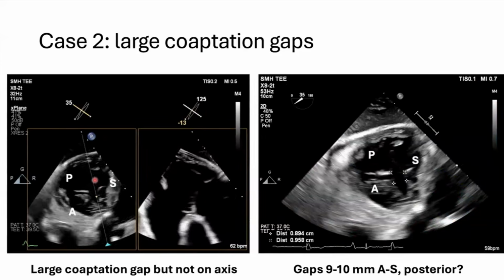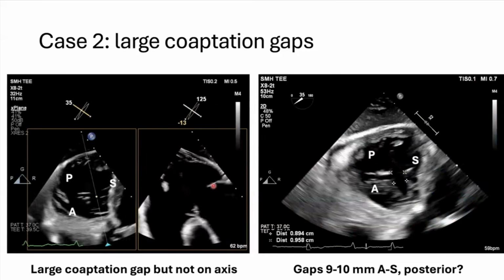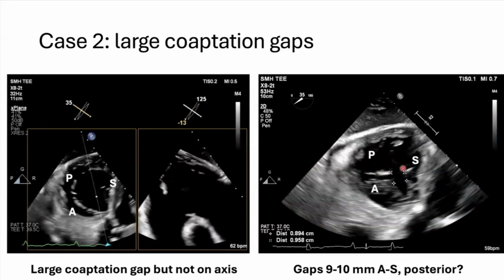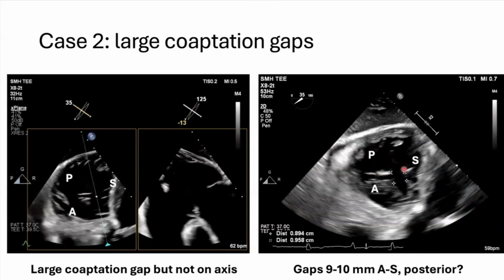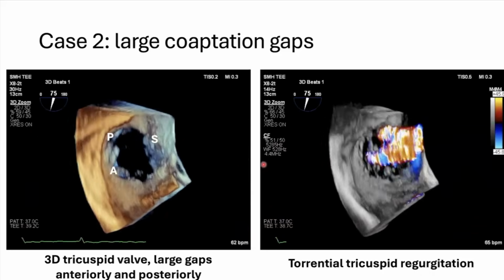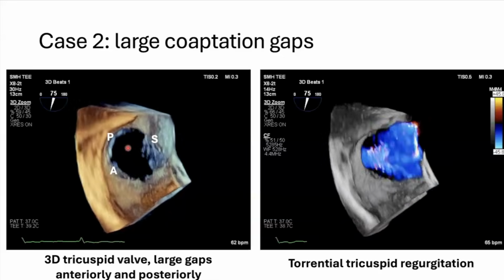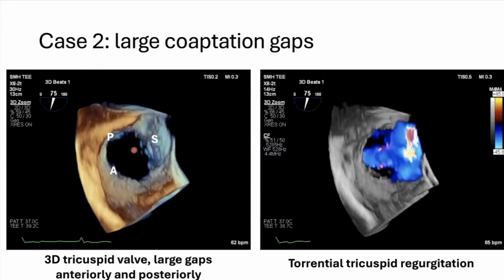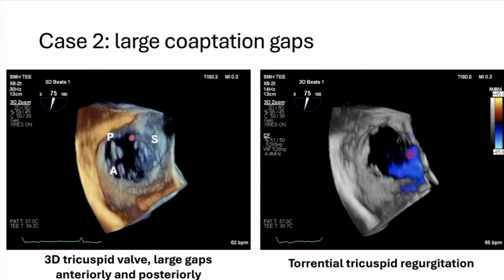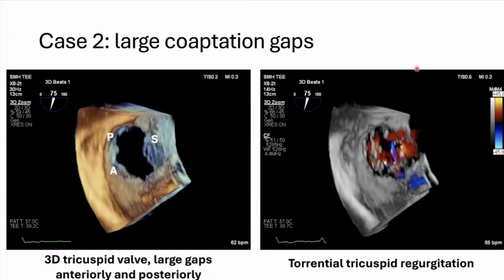They kind of just fade out, and we can appreciate how we're not quite on-axis with this valve in the transgastric view. So the question is, how big were the gaps posteroseptally? Already these gaps are very, very large. With 3D in the mid or deep esophageal view, we were able to produce this 3D image here, and you can appreciate how big the gaps are, extending towards the center of the valve and posteroseptally. And when color is applied, there's a lot of color coming through these gaps.